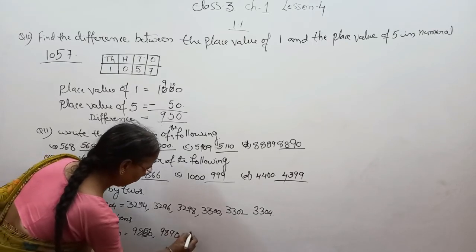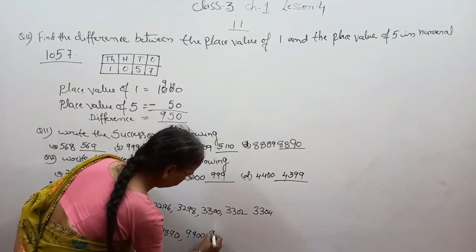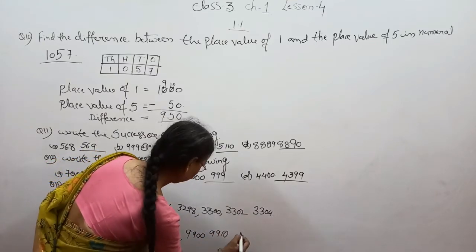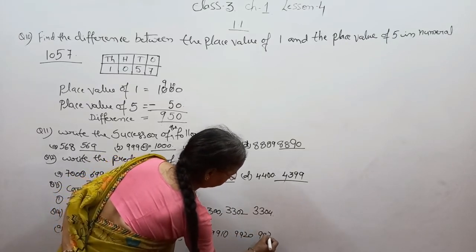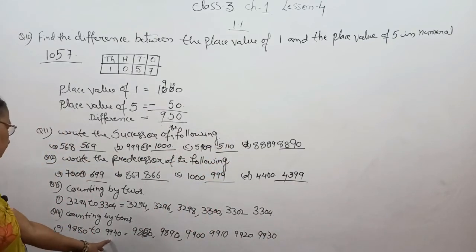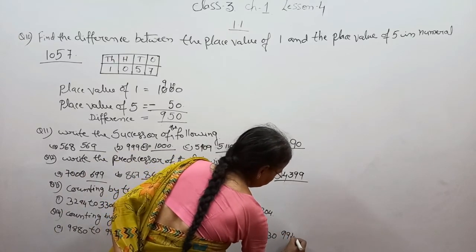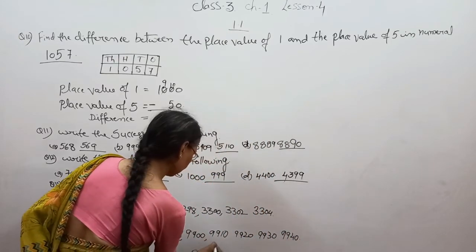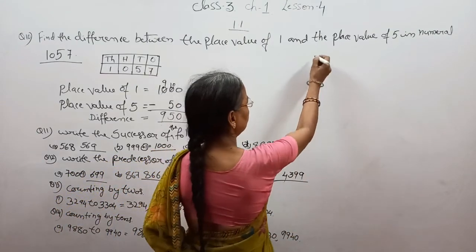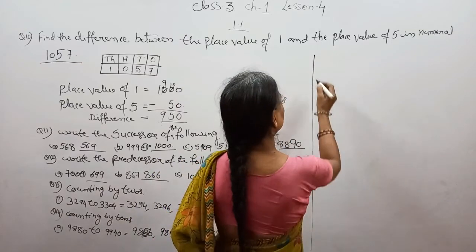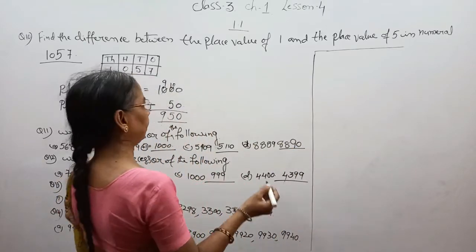Then 9890, then 9900, then 9910, then 9920, then 9930, lastly 9940. Like this, we have to write the numbers by skipping the numbers. Now, question number 15.